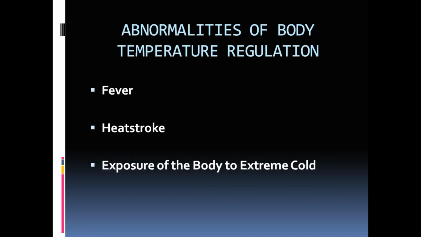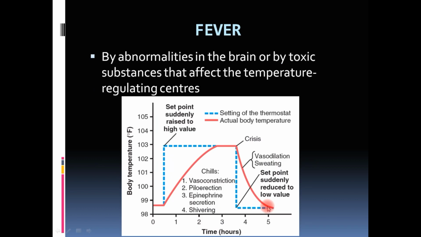Now, coming to the abnormalities of body temperature regulation, we will study the fever, heat stroke, and exposure of the body to extreme cold. So, coming to the fever, what is fever? It is an abnormal rise in body temperature. So, if there is hyperthermia, an abnormal rise in the body temperature, it is called fever.